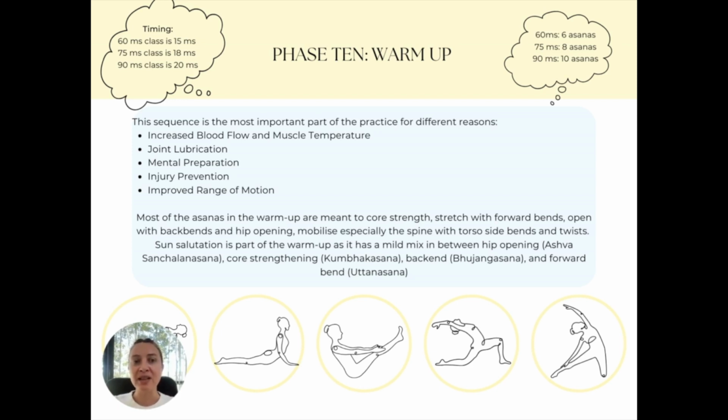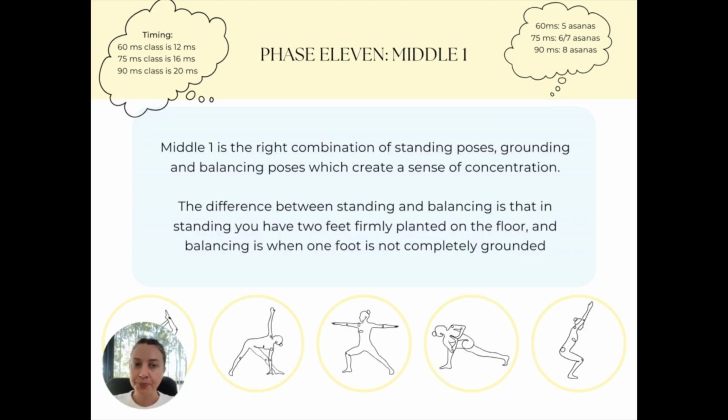Most of the asanas in the warm-up are meant to core strength, stretch with forward bend, open with back bends and hip opening, mobilize especially the spine with torso side bends and twists, which is super important to do because the spine is such a long part of our body. Then the sun salutation also is part of the warm-up, and normally you should include it in the warm-up. It's a good mixture in between a lot of different things. So sun salutation, of course, is part of the warm-up.